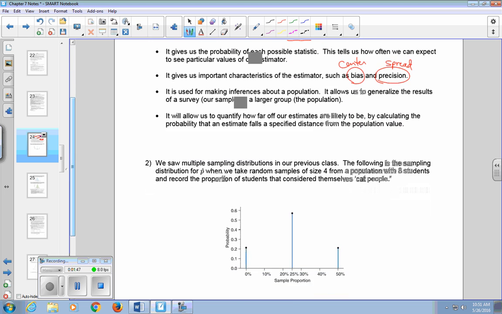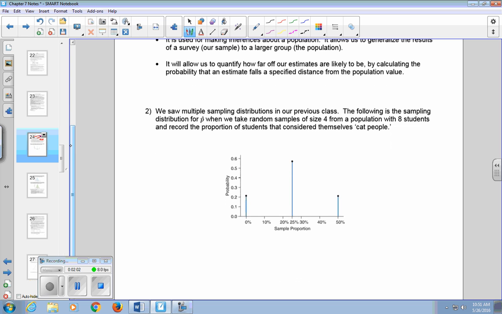Okay, number 2, we saw multiple sampling distributions in our previous class. The following is the sampling distribution for p hat. We take random samples of size 4 from a population with 8 students and record the proportion of students that consider themselves cat people. So this is a better version of what I was starting to draw up above. This is the exact sampling distribution. You notice that the horizontal axis has the statistic, the p hats, and these again are proportions of the sample that were cat people.